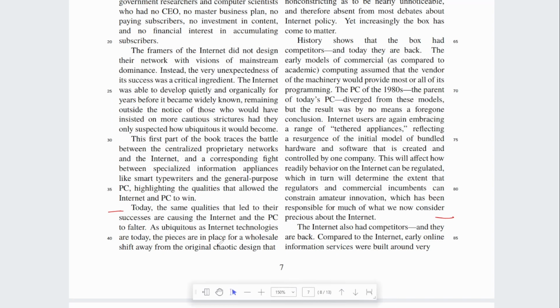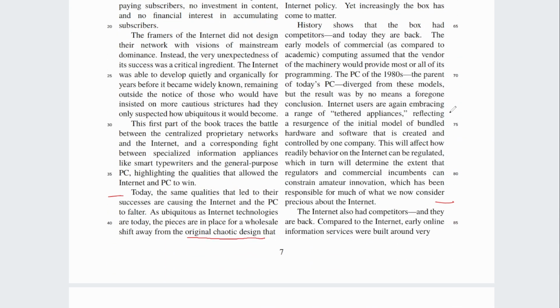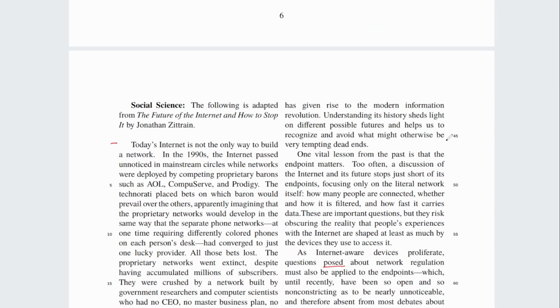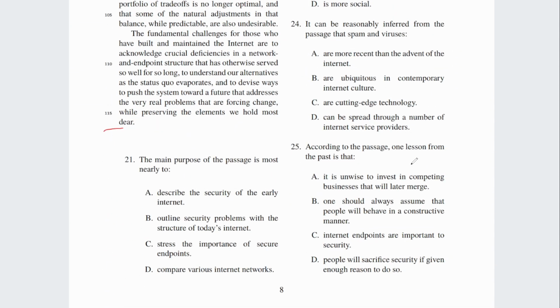So here, if I can underline anything, here is the phrase. "As ubiquitous as internet technologies are today, the pieces are in place for a wholesale shift away from the original chaotic design that has given rise to the modern information revolution." Oh, the original chaotic design is the design of the internet, right? The way that it was developed was with no security, with mainstream dominance not in mind. The original design of the internet with no security. That's what we're talking about here.